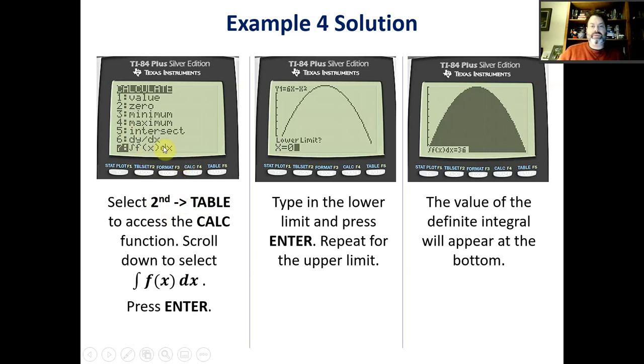Press enter. That command, once you have the graph drawn, you put in values of x and it finds the definite integral. It finds the area under that function. So type in the lower limit. For this problem, we were going from 0 to 6. Just type in 0, press enter, and then our upper limit is 6. Type in 6 for your upper limit, hit enter, and then it'll fill in the graph and give you the answer right here. And we already did this problem, so we know the answer is 36.